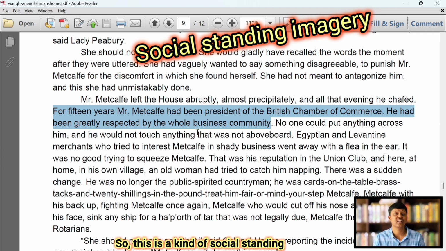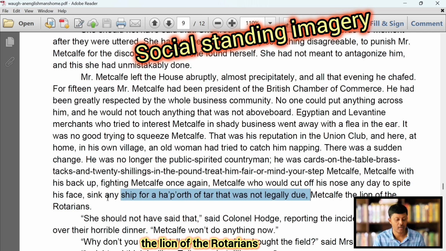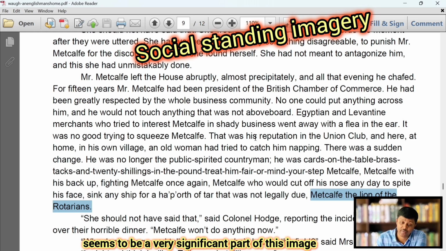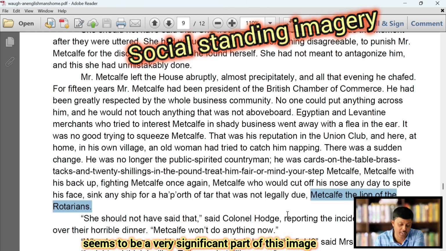So this is a kind of social standing which suggests that Mr. Metcalfe is the lion of the Rotarians. So this is the social standing which seems to be so significant. And also, every character gives his or her best idea of reputation in the text. So social standing, therefore, seems to be a very significant part of this image.